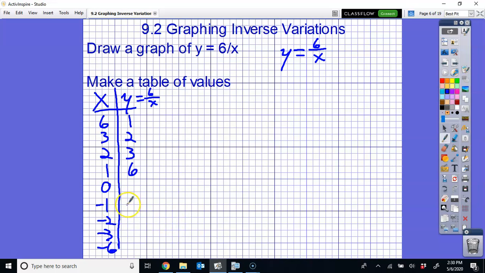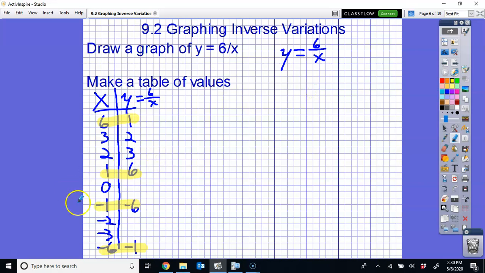What's 6 divided by -1? -6. 6 divided by -6? -1. So those 4 points right there, let me highlight them. This one, this one, this one, and this one will always be on every inverse variation that you do. So you can use that as a shortcut. Just know that it's whatever the constant number is on the top.